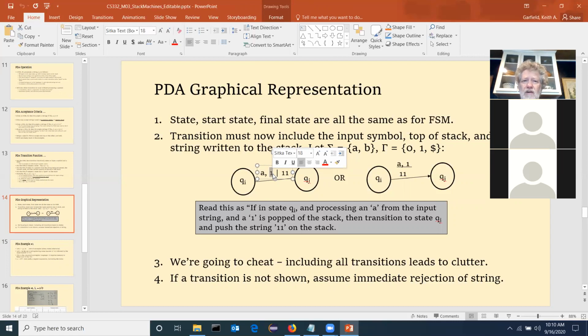Technically, if you were to draw it out, it wouldn't be immediate. You'd go to some place, it's kind of like a garbage state where you never get to accept the string. A garbage state in this case, because we're doing acceptance by empty stack, is you push something on the stack and the state that you're in never ever takes it off. So you could never get an empty stack. So instead of showing all those, which would be a lot of visual clutter, if a transition is not shown, immediate reject.